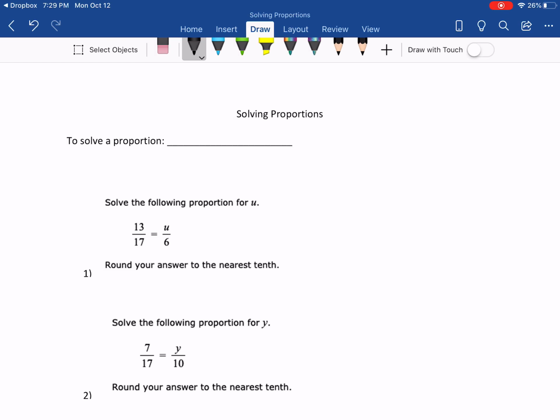Okay, so in this lesson we want to talk about solving proportions, which is another application of what we've been doing with solving equations. So what is a proportion? A proportion is two ratios set equal to each other. Okay, and how do we solve proportions?